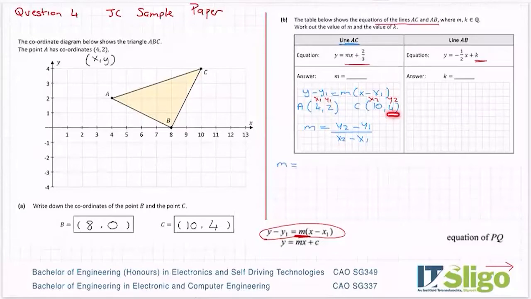y2, we labelled it as 4. So you're just subbing in the values that you just labelled, minus y1, which is 2. And then on the bottom, I have x2, which is 10, minus x1, which is 4. You can hit the fraction button and put that into the calculator if you wish. I'll do that here with you now. So hit the fraction button, and on the top I have 4 minus 2, and on the bottom I have 10 minus 4. So I got a third for that. So that's my slope.